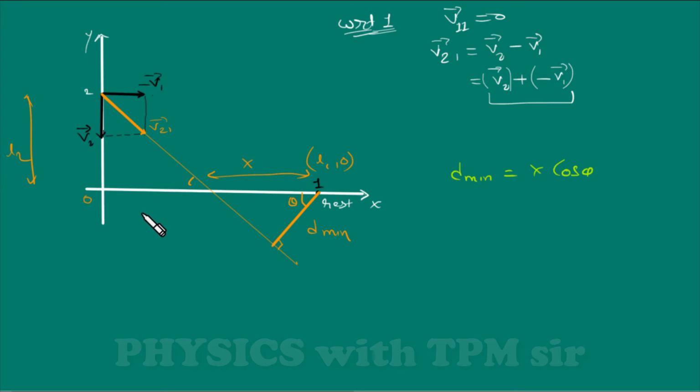And how can we find x? We need to find this distance. Can we find this distance? I think yes, we can find this distance. Let's say this is L maybe.